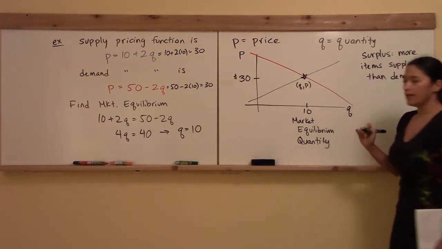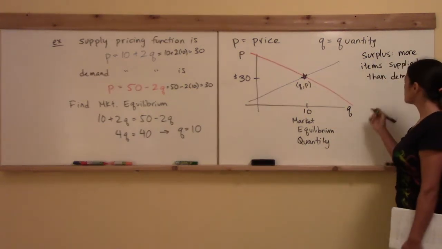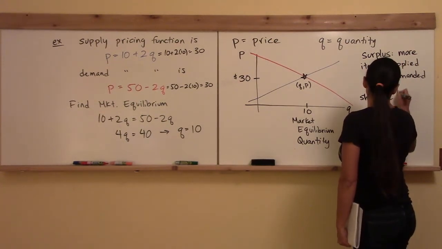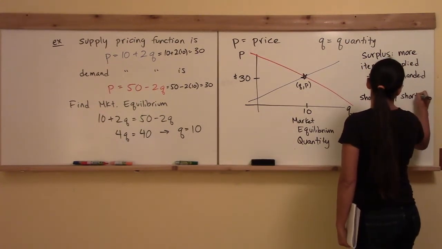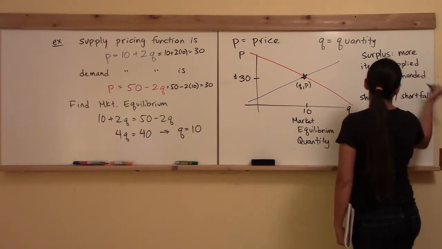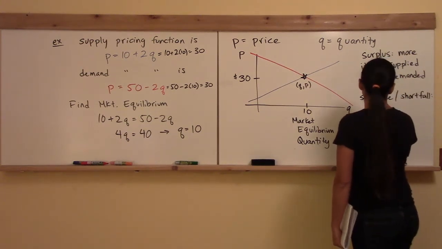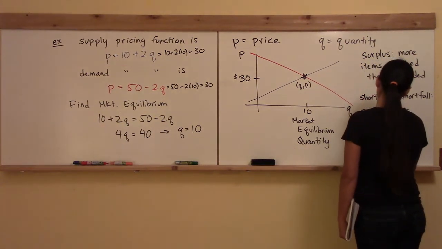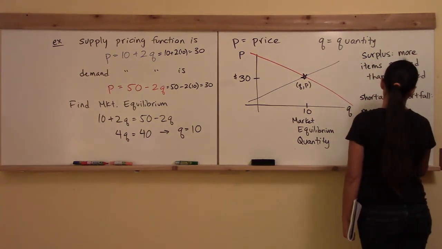Okay? And then the other side of that is that if we're not in a surplus, then we're in a shortage, or sometimes it's called a shortfall. Those mean the same thing, and that's the opposite of a surplus, which is to say that more items were demanded than supplied.